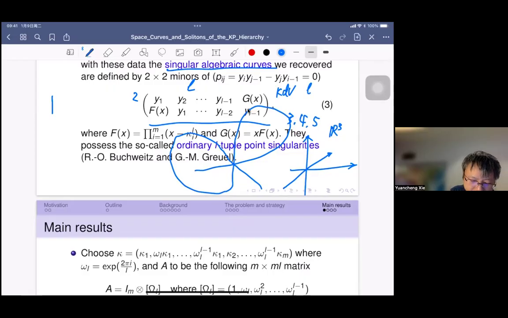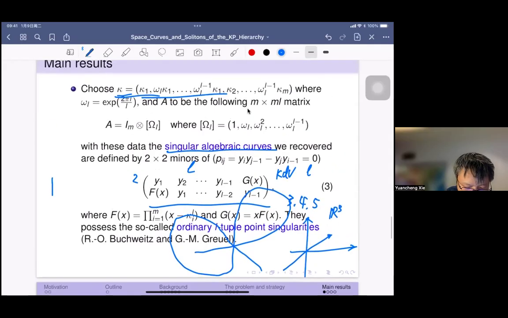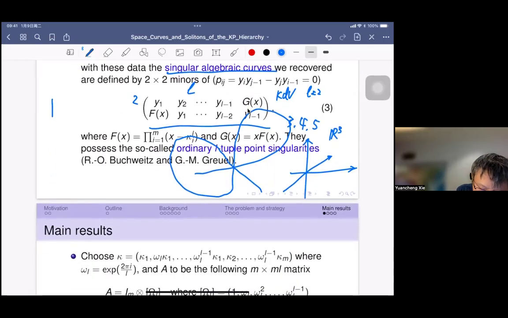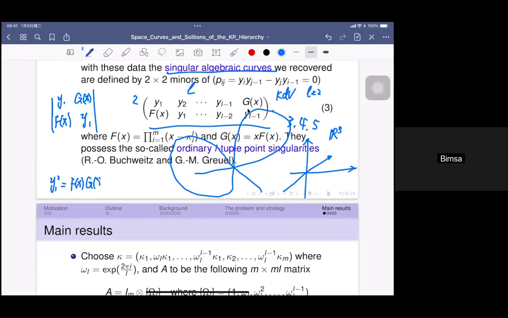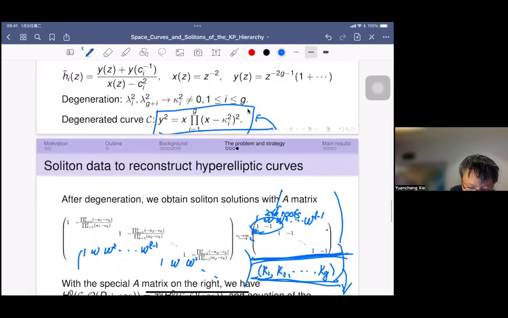Let me see. When L equals 2, I think, that is the simplest case. You will have y1, f(x), g(x), and then you just have one equation: y1 squared equals f(x) times g(x). And this is exactly what we obtained here, right?